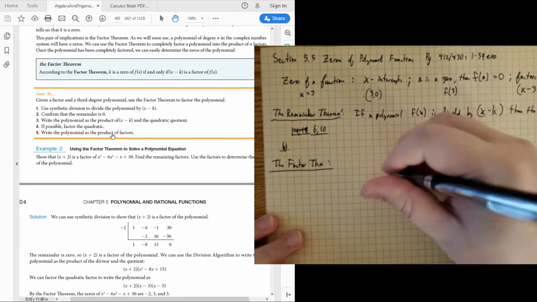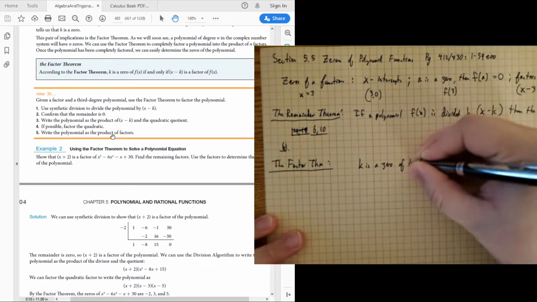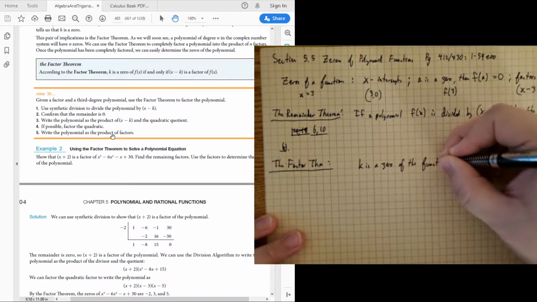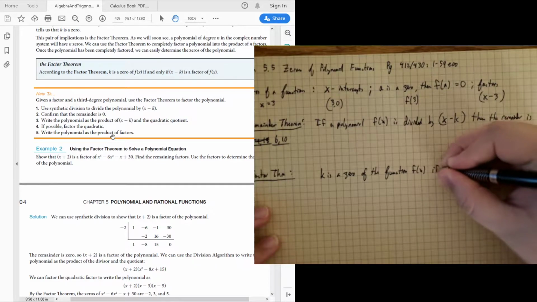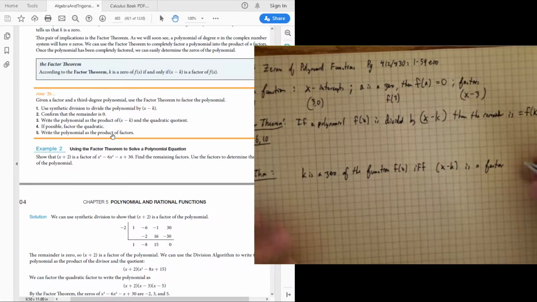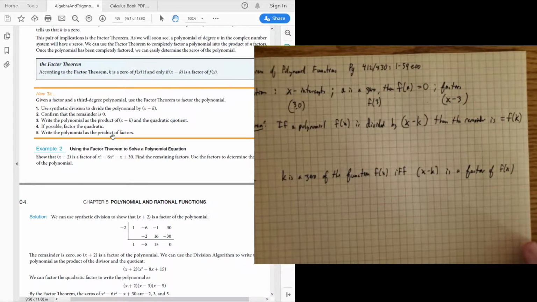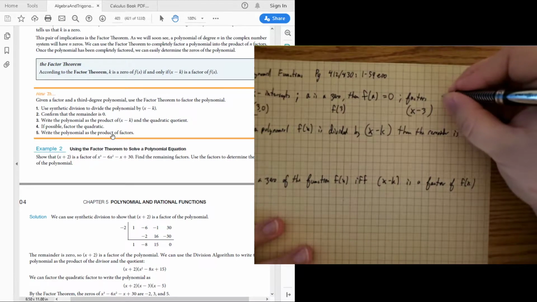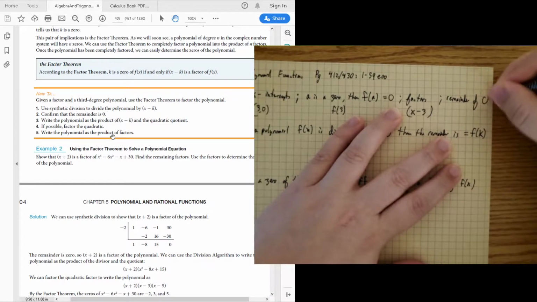Okay, factor theorem. K is a zero of the function if and only if, so I'll abbreviate IFF, x minus K is a factor. I'll add one more detail here that's important that I skipped above. This also indicates there would be a remainder of 0.